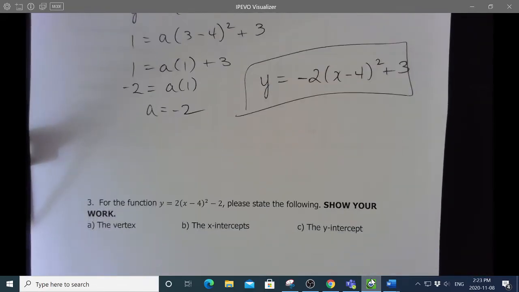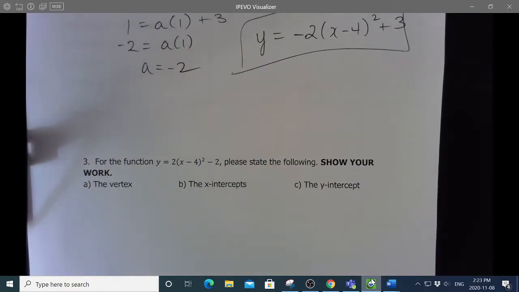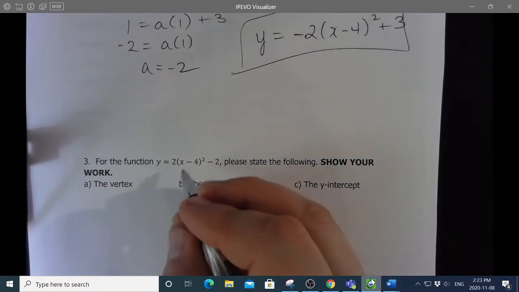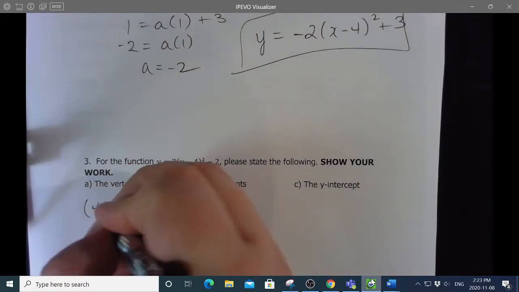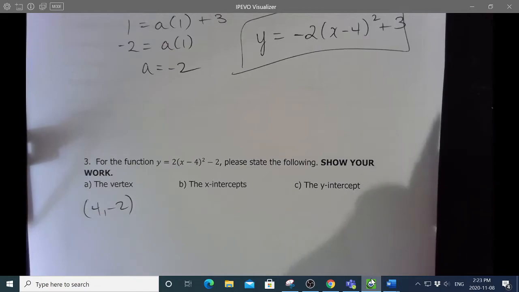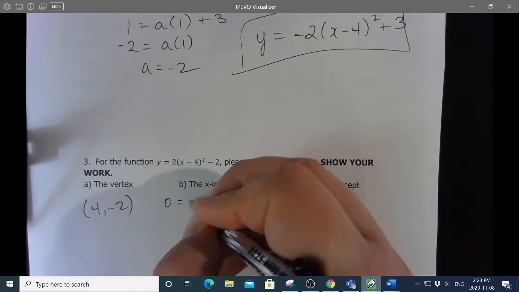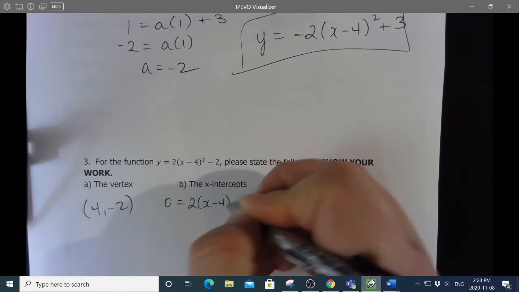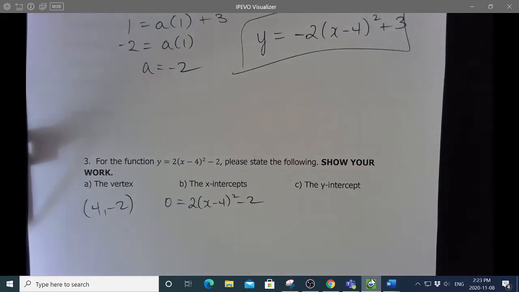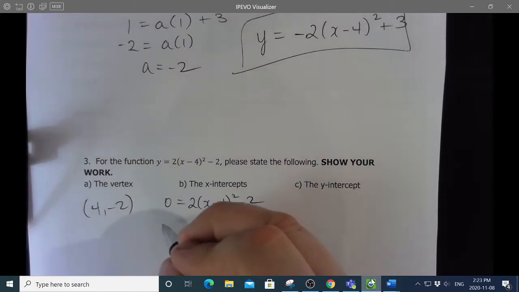Okay. And for number 3, state the following. The vertex, okay, well the vertex is 4, -2. The x-intercept, that's going to take a little bit of work. So the x-intercept happens when y is 0. So when y is 0, I have to solve this thing for x. I'll start by adding 2 to both sides.